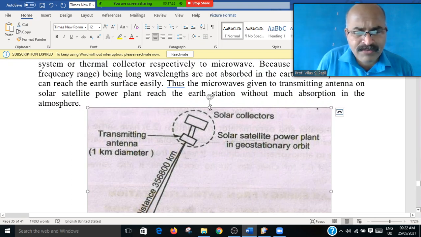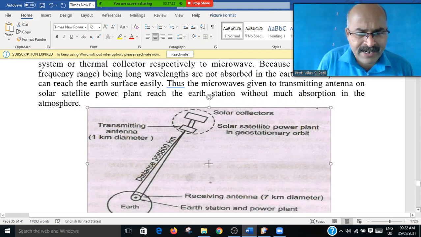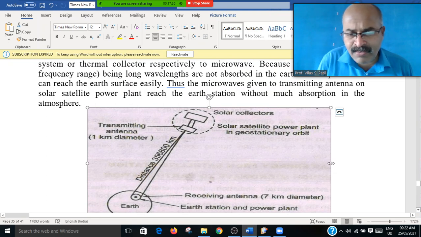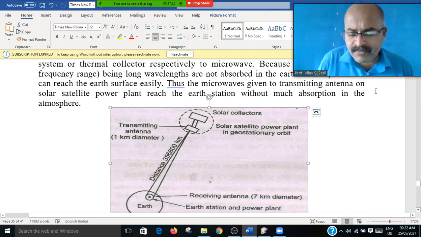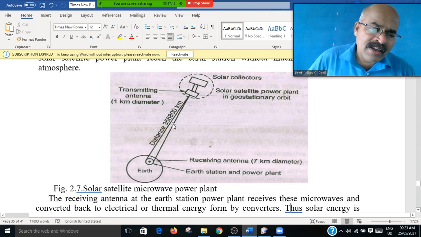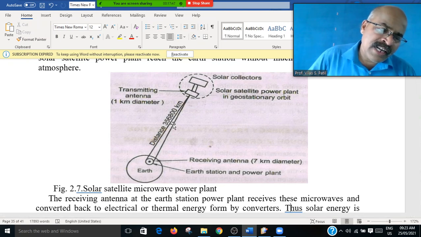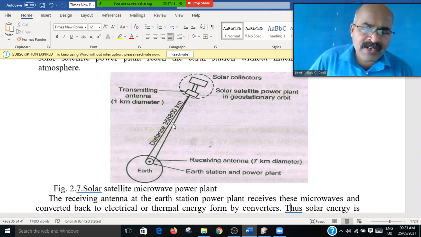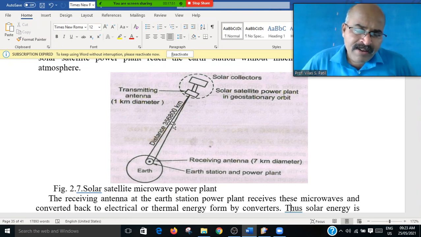This is the diagram of the satellite plant. See friends, okay, this is the earth, and these are the solar collectors. This distance is about 35, about 3,56,800 kilometers.